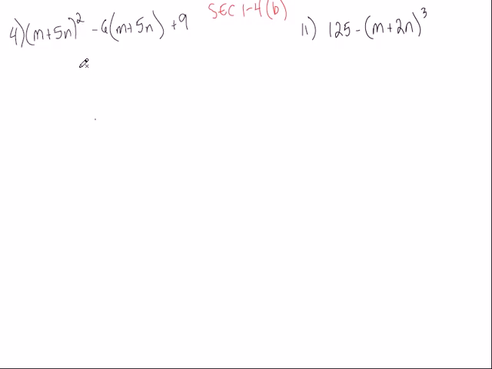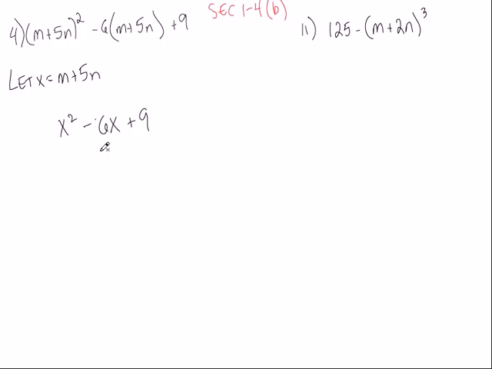This is one of those substitution problems because it kind of looks like x squared minus 6x plus 9, doesn't it? Kind of, but it's not an x. It's an m plus 5n, right? So I'm going to let x equal m plus 5n. See that? Instead of m plus 5n in parentheses squared, it's a little ugly. It'd be a lot nicer if it was just x squared, and minus 6 times x, and then plus 9. Isn't that a lot easier to factor?